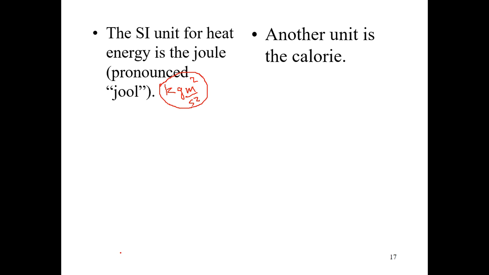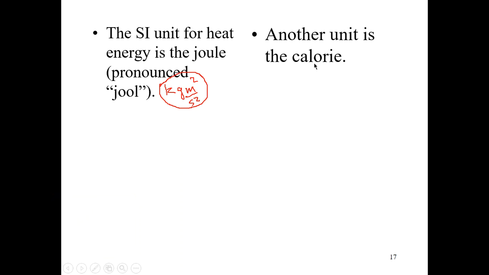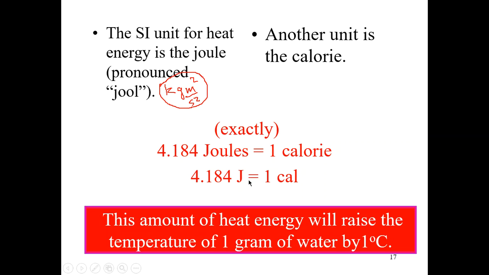Another unit, which is an older unit, a non-metric unit, is the calorie unit. All right? And there's a relationship between the two. 1 calorie is equal to 4.184 joules, and that is by definition. That is an exact relationship. All right? Okay, and by definition, this is the amount of heat that will raise the temperature of 1 gram of water by 1 degree Celsius. And we're going to say more about this when we get to a discussion of specific heat.